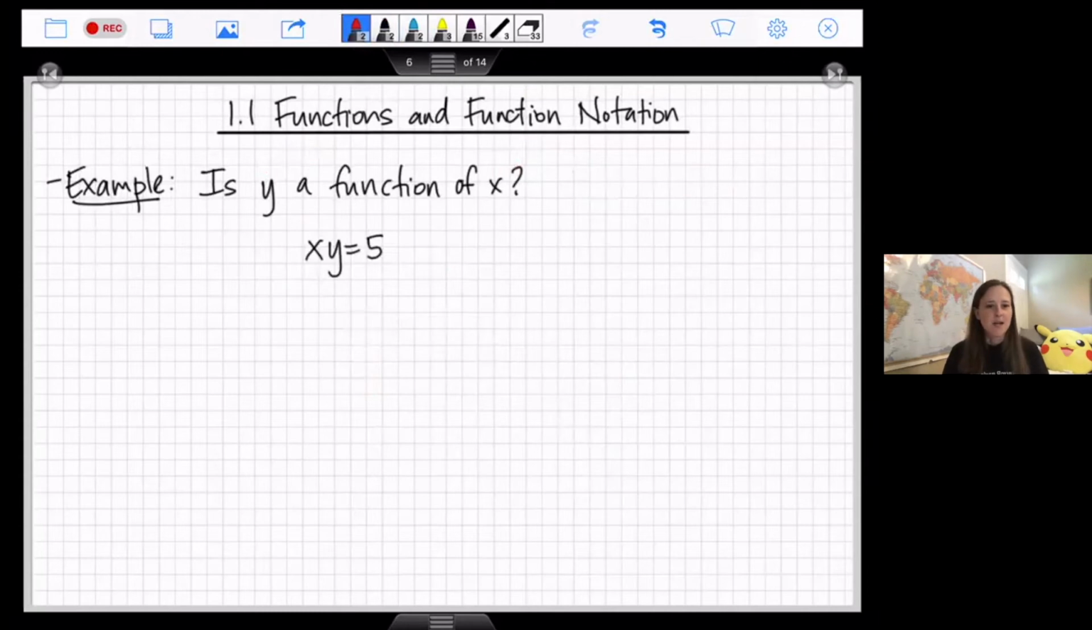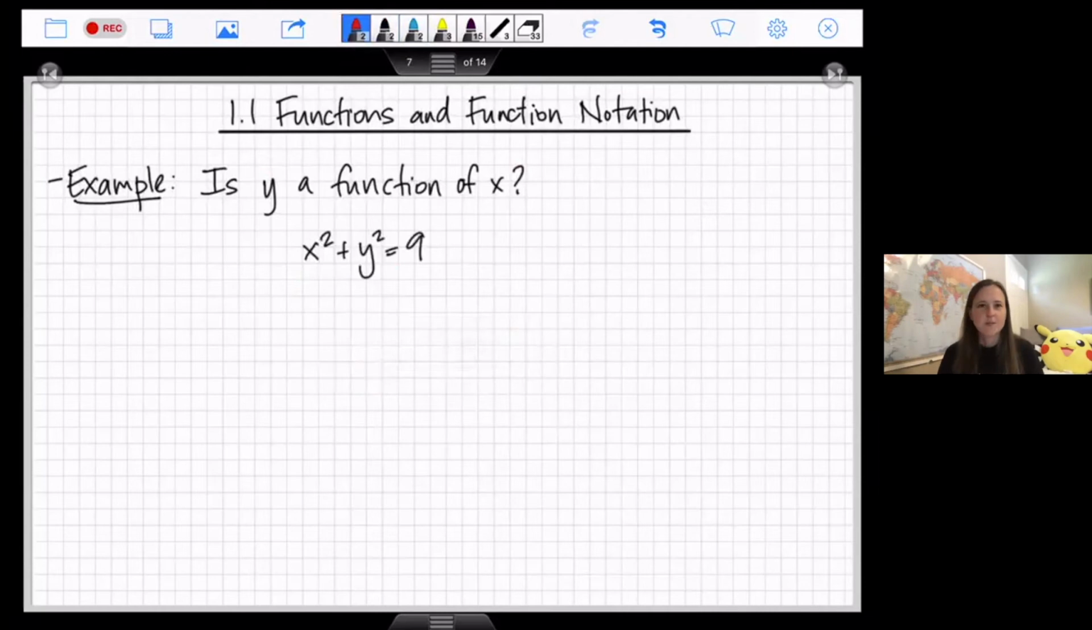All right, so this one, x times y is equal to 5. This is much easier than the last one to solve. Remember, y is the output, so we're going to solve for y. And I get y equals 5 over x. And again, if I'm going to plug in a number for x, 10, I'm just going to do 5 divided by 10. That's never going to give me more than one y value for each x value. So this also is a function. All right, let's see one of these where this doesn't work out.